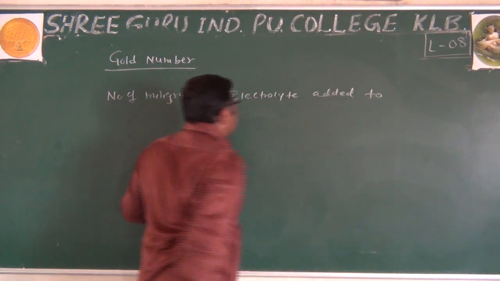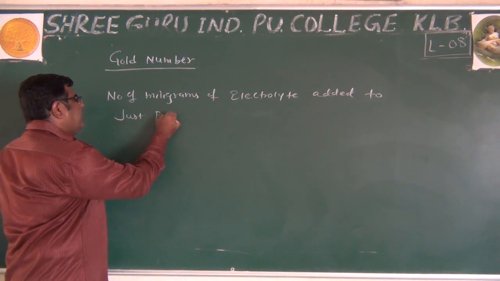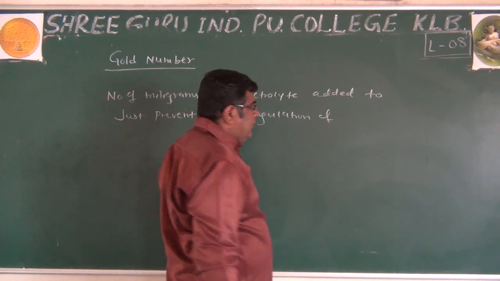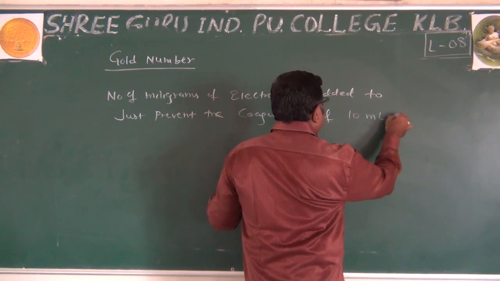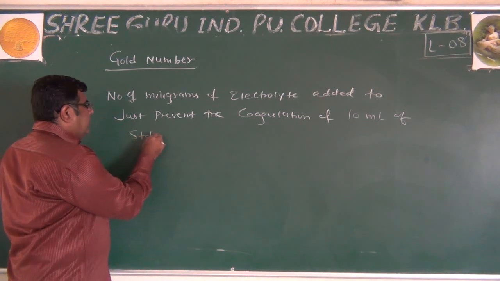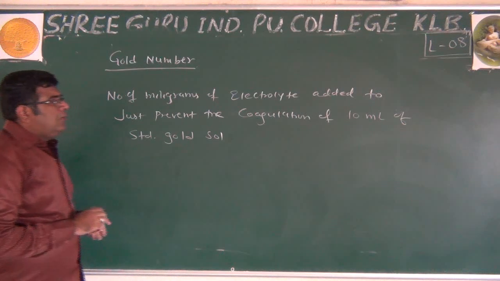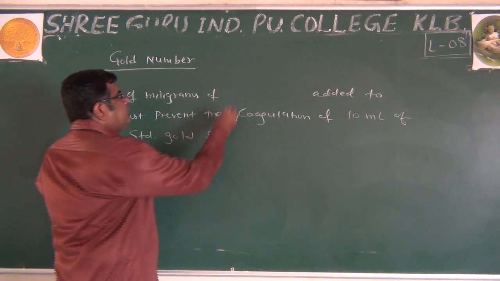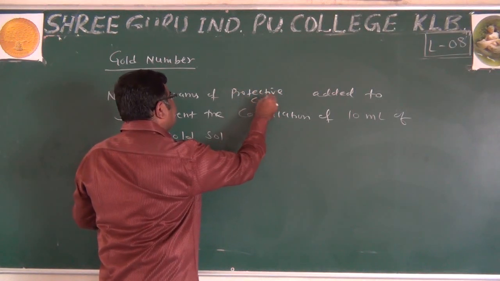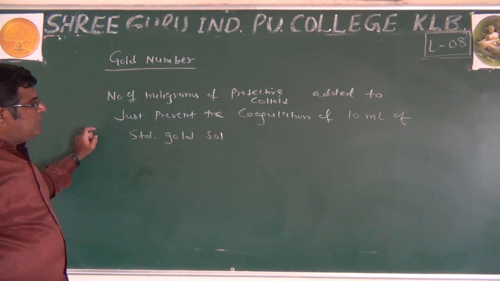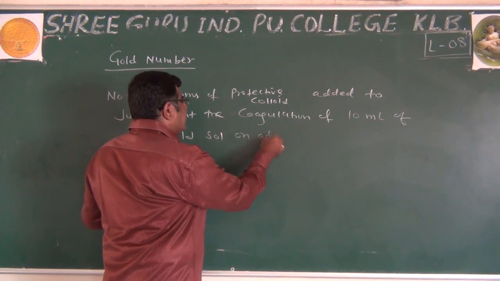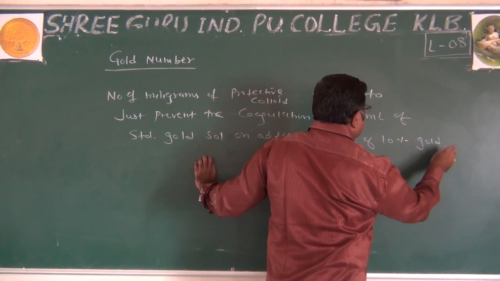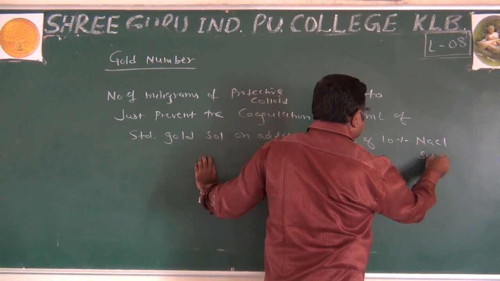added to just prevent the coagulation of 10 milliliter of standard gold sol. Correction: the number of milligrams of protective colloid added to prevent the coagulation of 10 milliliter of standard gold sol on addition of 1 milliliter of 10% NaCl solution.